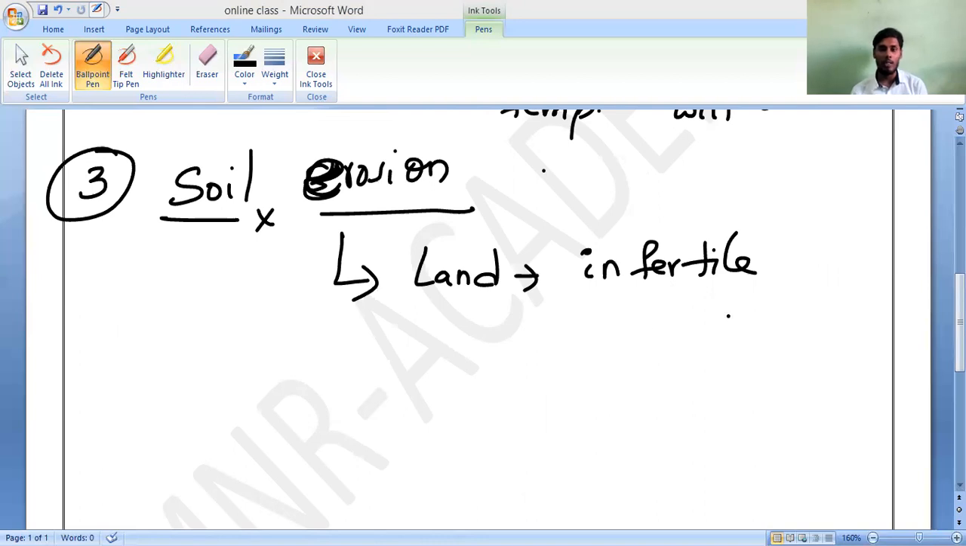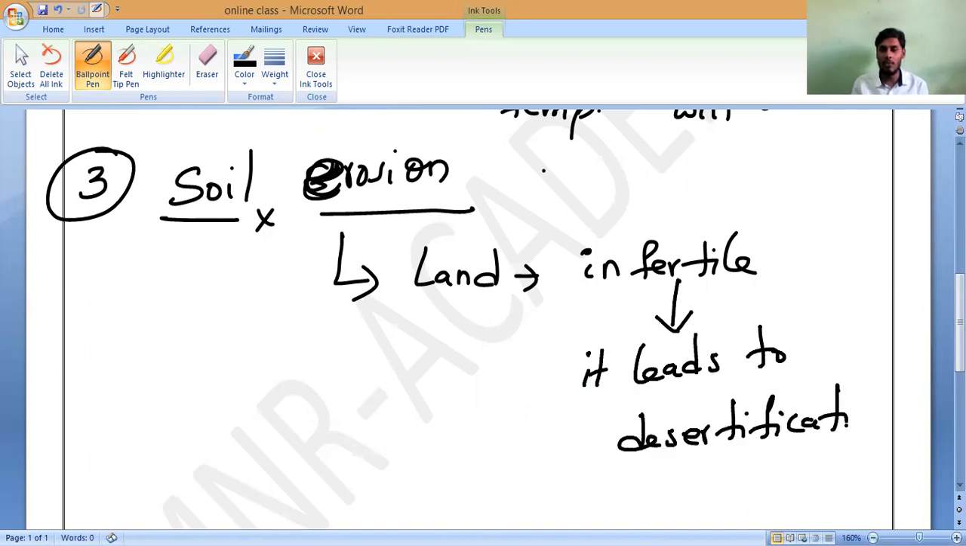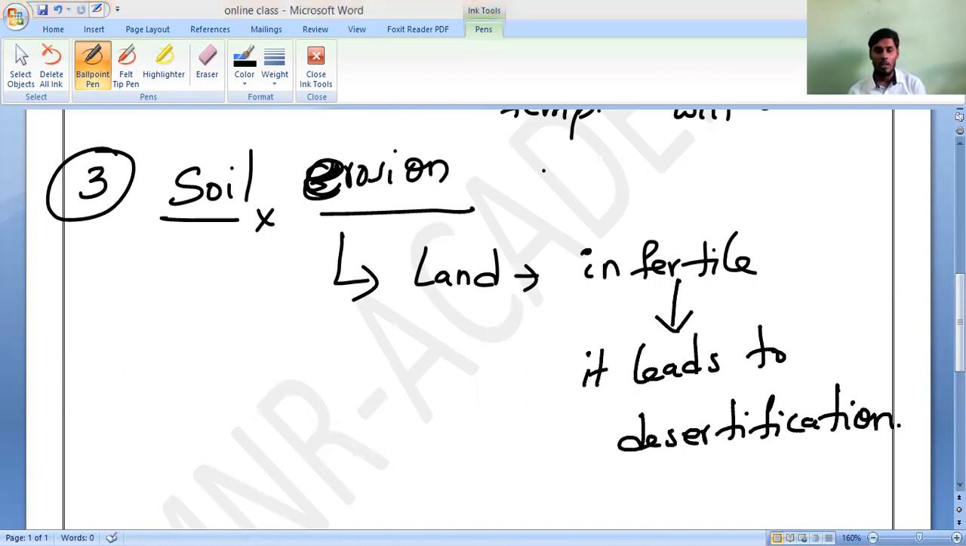It will lead to desertification. What is the meaning of desertification? Johan, do you know or not? Becoming a desert, sir. So desertification means a land becoming a desert.